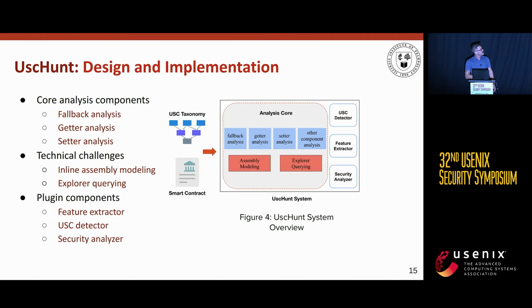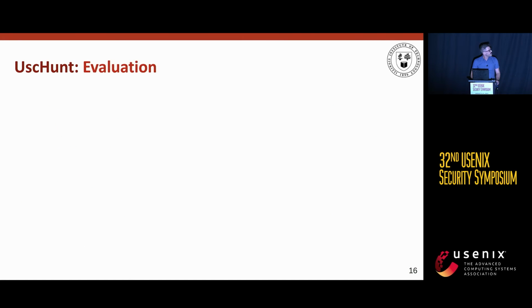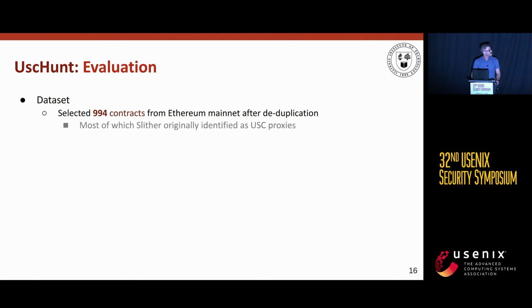USCHUNT takes as input that USC taxonomy. Of course, that's a one-time effort, plus the source code, and outputs a set of analysis results. And we evaluate our tool based on a data set of almost 1,000 smart contracts from the Ethereum mainnet after deduplication.